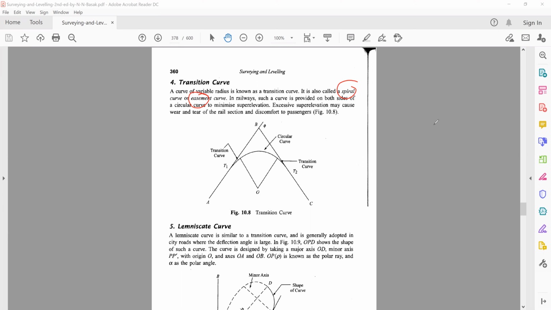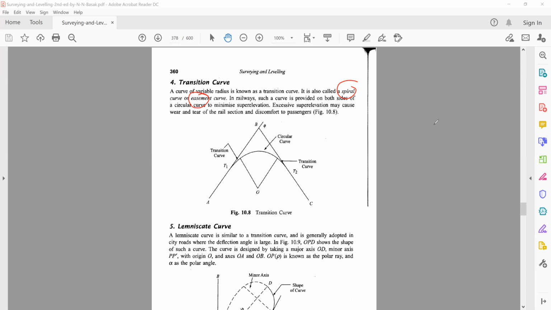So this is actually an opposite way of doing the same thing which super elevation does. So instead of giving excessive super elevation, what you can do is you can opt for a spiral curve, which can basically serve the same purpose, avoid the cars from toppling over or avoid the vehicles from toppling over.